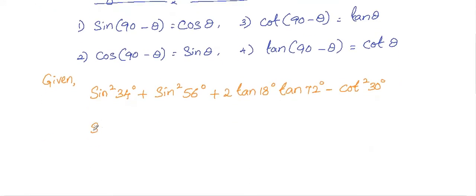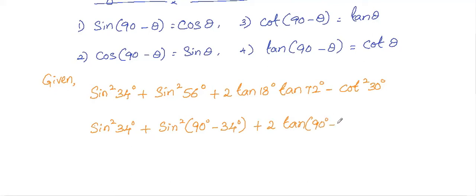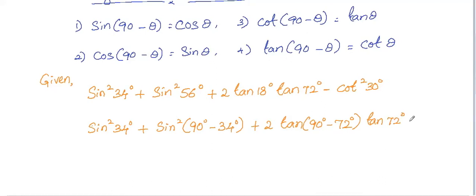Okay, write down that sine square 34 as it is, and sine 56 can be written as 90 minus 34. So sine square 56 can be written as sine square 90 minus 34. Again, tan 18 can be written as tan 90 minus 72, because 90 minus 72 becomes 18, and then tan 72 minus cot square 30.